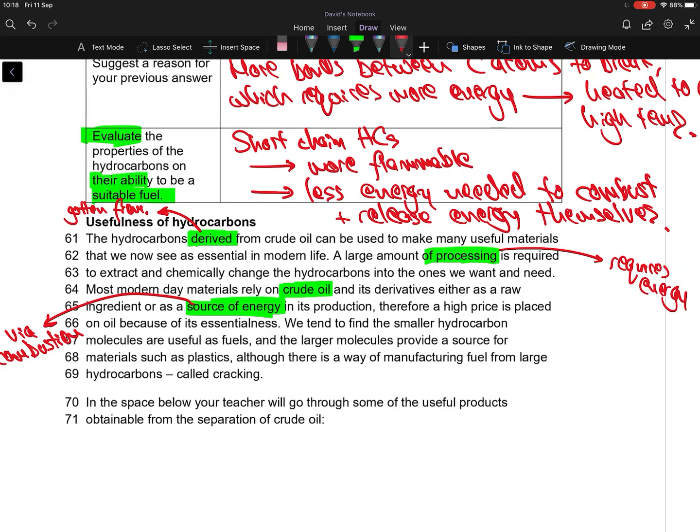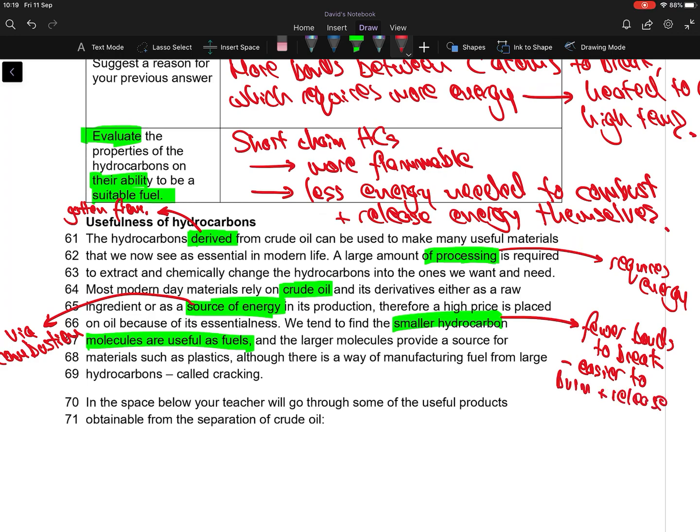We tend to find smaller hydrocarbon molecules useful as fuel. Now, as we've said earlier, that's because there are fewer bonds to break and release energy from. Fewer bonds to break, which means it's easier to burn and release energy. Whereas we tend to find the large molecules provide a good source for materials such as plastics.